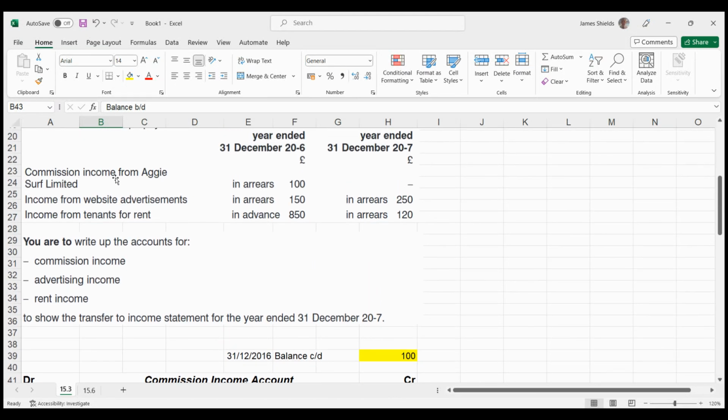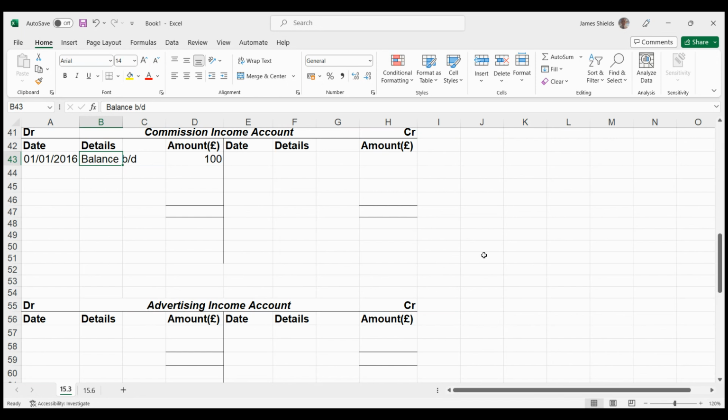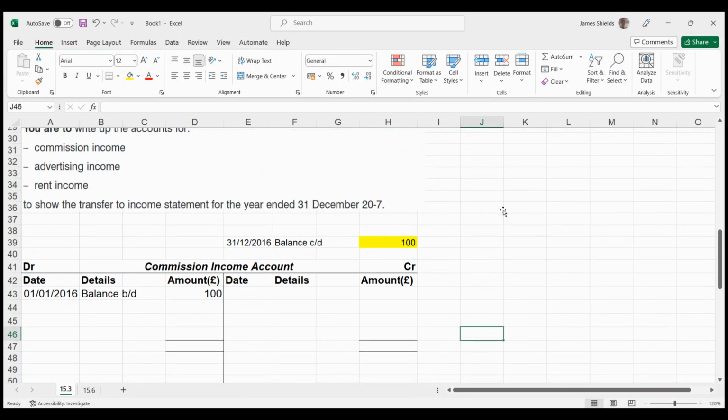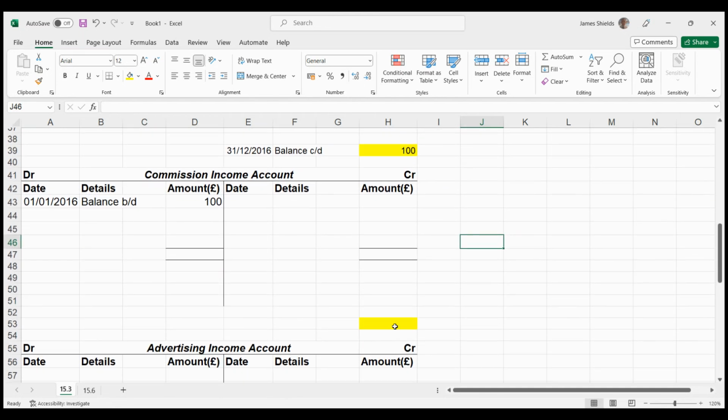So we've done the commission income from Aggie Surf Limited. It's been sorted. Now, income from website advertisements. Let's go to the advertising income. Again, income is on the credit side. What's it saying? Income from website advertisements was in arrears of £150. So again, we were owed £150, so our income should go up by £150. Income is on the credit side. If we were owed it at the end of the year, that's our balance carried down.